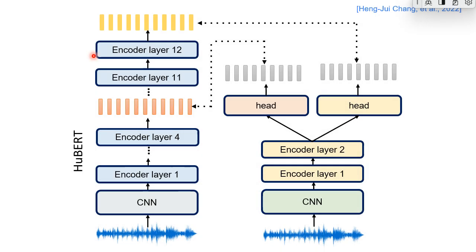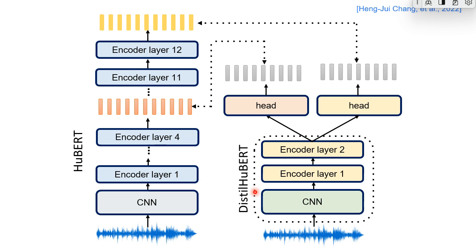So there's another approach for knowledge distillation, which is called DistilHuBERT. In DistilHuBERT, the model has multiple heads. Each head tries to learn from one layer of the teacher model. For example, this head learns from the 4th layer of the teacher model. This head learns from the 12th layer of the teacher model. With this kind of design, DistilHuBERT can learn from multiple layers of its teacher HuBERT.